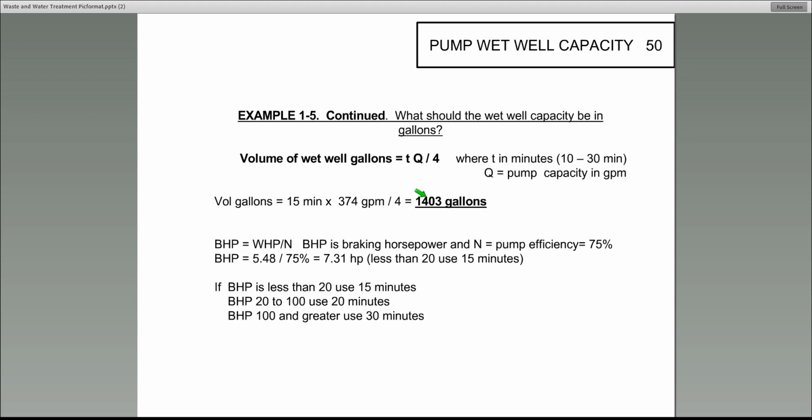Someone asked, how do I know that C is equal to 100? It depends on the type of pipe you're pumping in, and usually for force mains you use about 100 for the coefficient for water distribution.